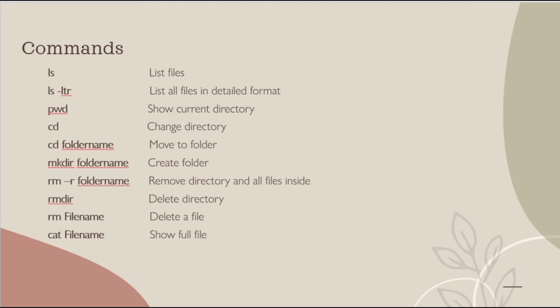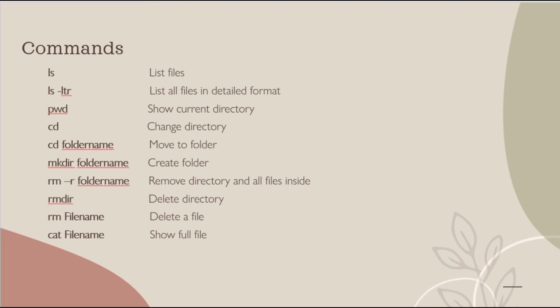And the commands used in the Linux operating system are listed here. If you want to list files, use the ls command. If you want to know the time and date of the files you made, you can use the ls -ltr command. To show the current directory we are in, use the pwd command. To change the directory, use the cd command, and to move to a particular folder, use cd followed by the folder name.